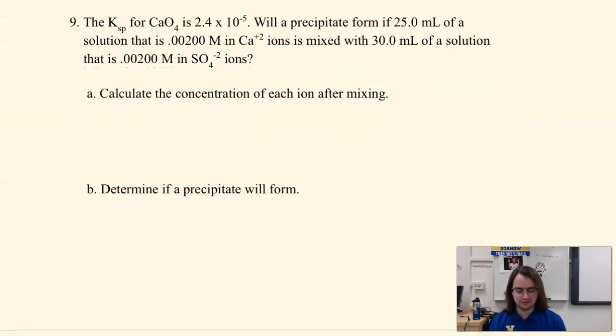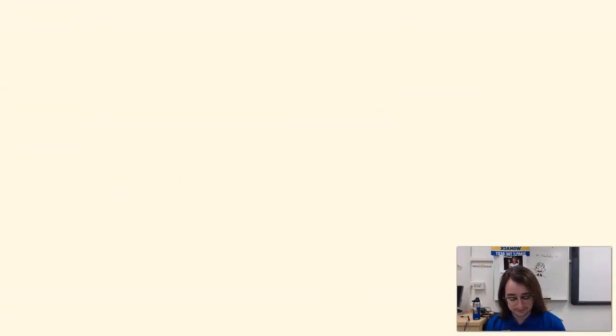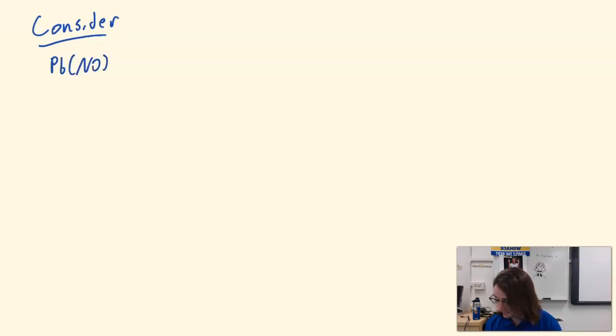Qsp. Now, before we jump into this, I'd like you to take a second and consider something for me. I'm going to do it over here. I want you to consider, and you can add this in the margins or something if you want, the reaction of, let's see, lead nitrate and potassium iodide. And if these were to double replace, then we would get potassium nitrate and lead iodide.